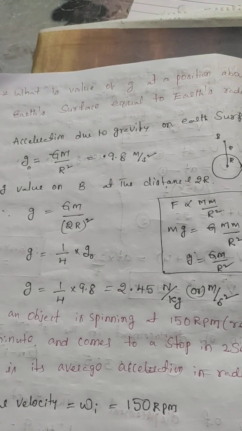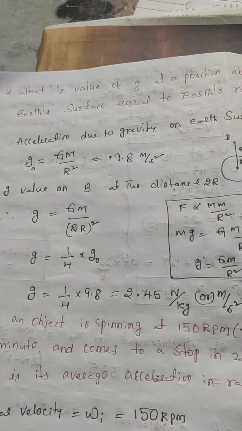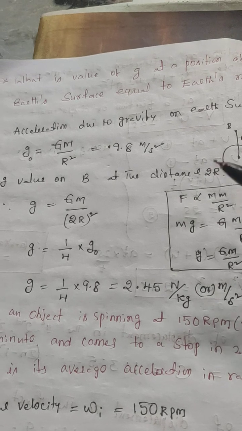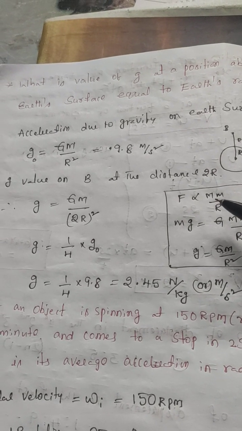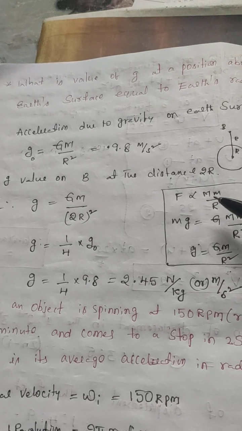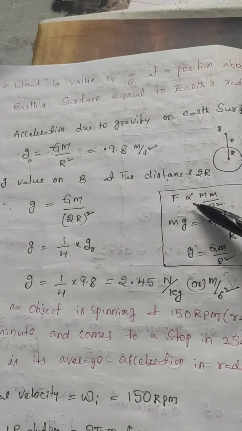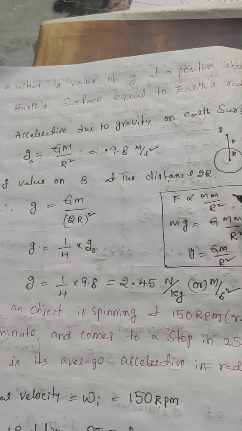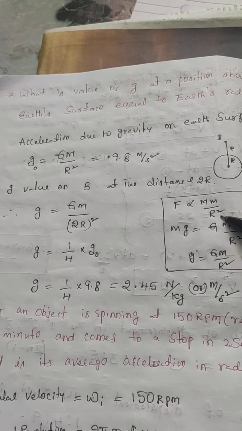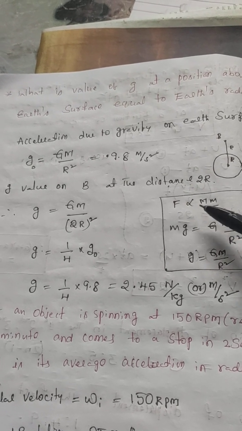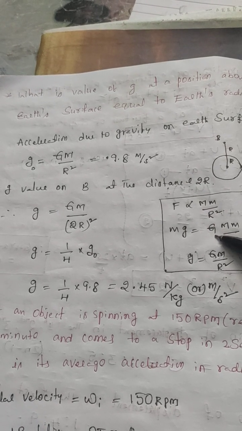First of all, we will discuss the relation between small g and capital G. Whenever we are taking two bodies, the attractive force F between two masses is directly proportional to the product of the two masses and inversely proportional to the square of the distance between them. After removing the proportional symbol, one constant comes. This is the universal gravitational constant.